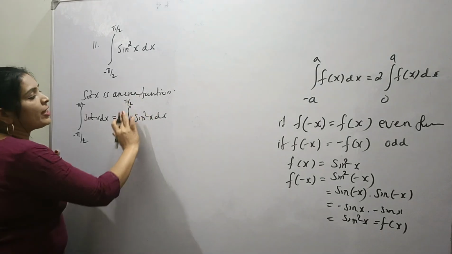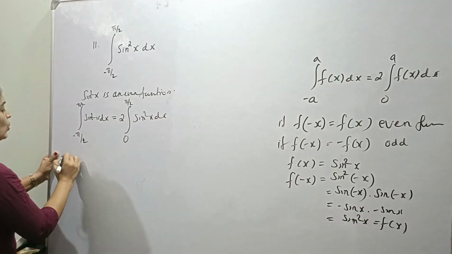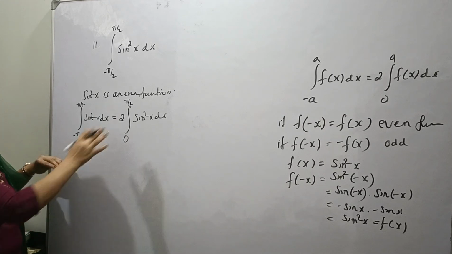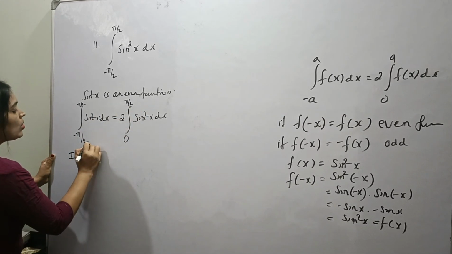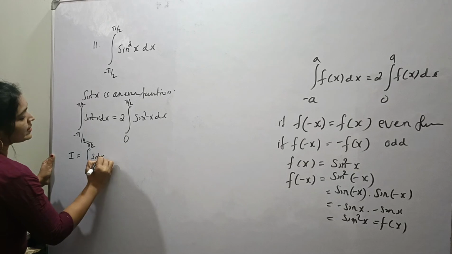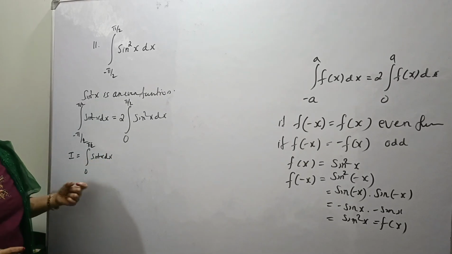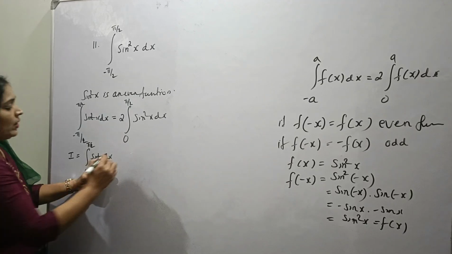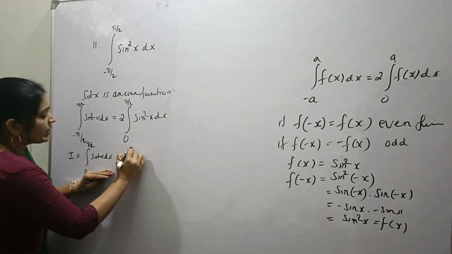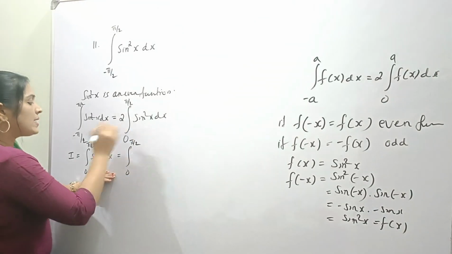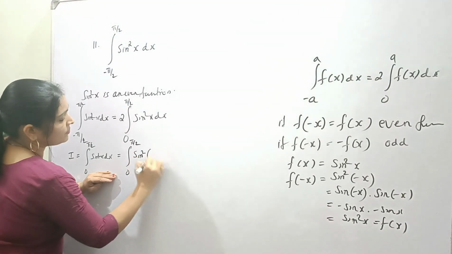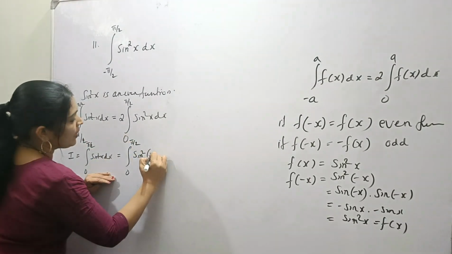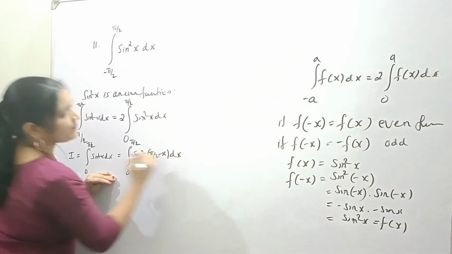Here we will find this integral. Let I be equal to this integral, integral 0 to pi by 2 of sine square x dx. We have already done this problem. Now apply the property. Integral 0 to pi by 2 of sine square of a minus x, that is pi by 2 minus x, dx.